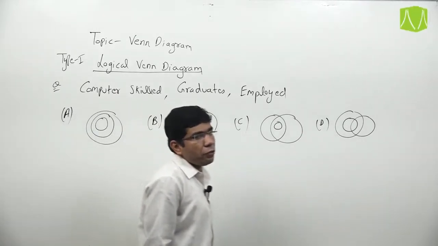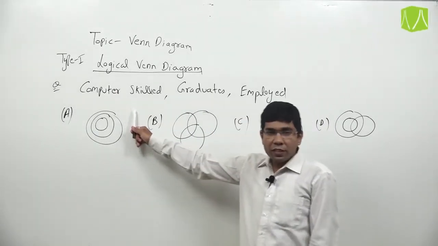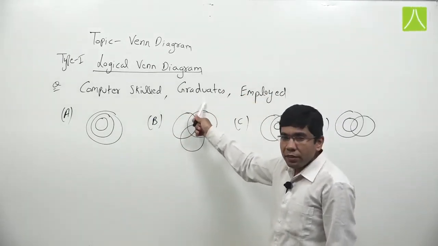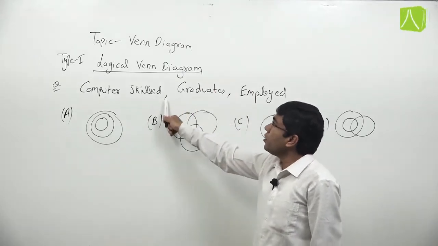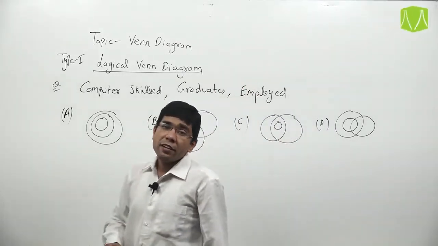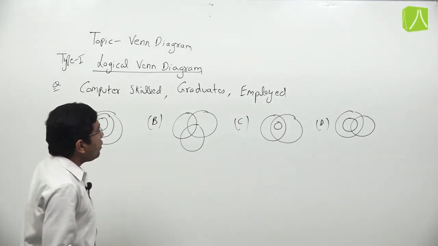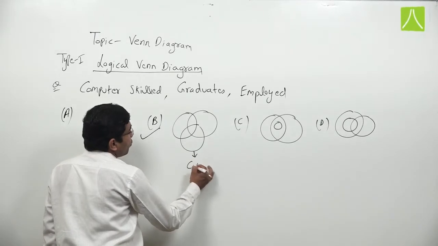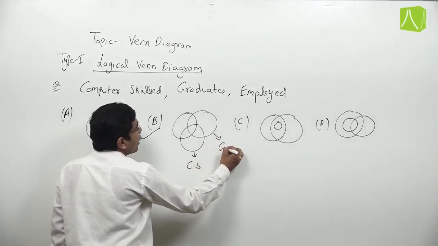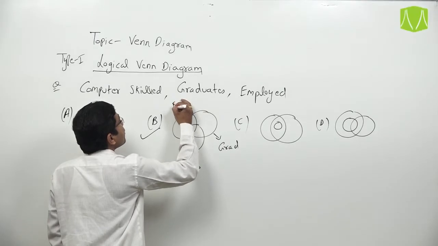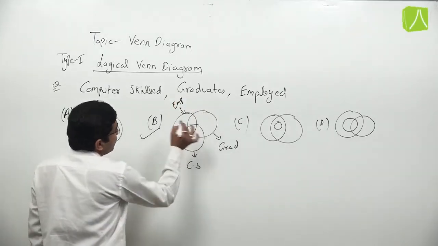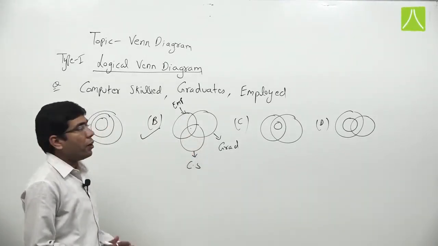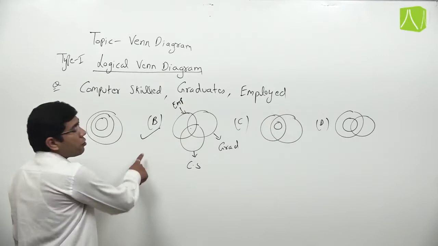Friends, we know that those persons who are computer skilled can be graduates, can be employed, persons who are graduates can be computer skilled, can be employed, and so the proper relation can be denoted by option B, because some persons can be computer skilled, some persons graduates and some persons employed, and this shows that some persons are computer skilled, graduates as well as employed. So for this question our answer should be option B.